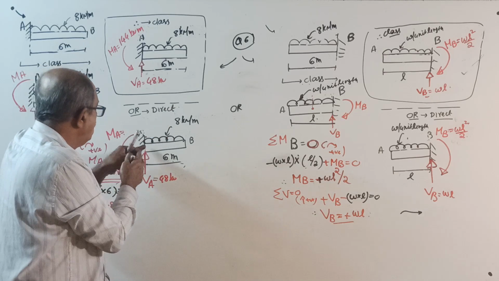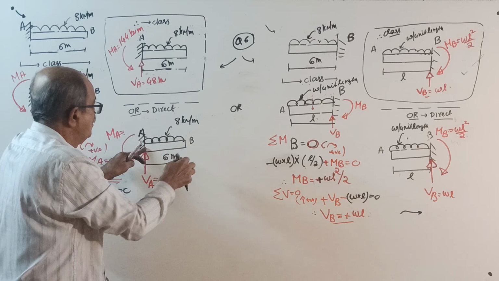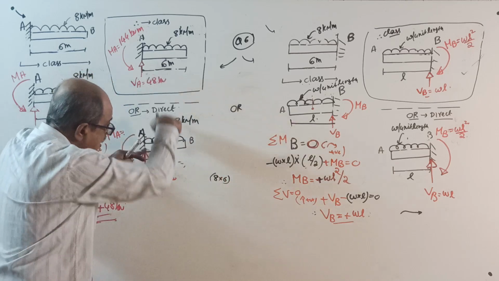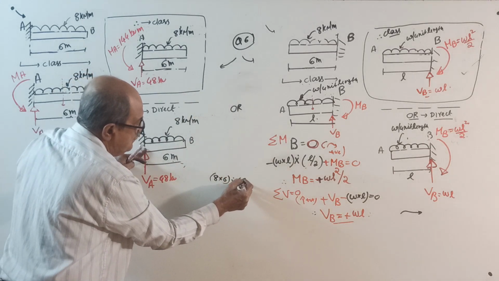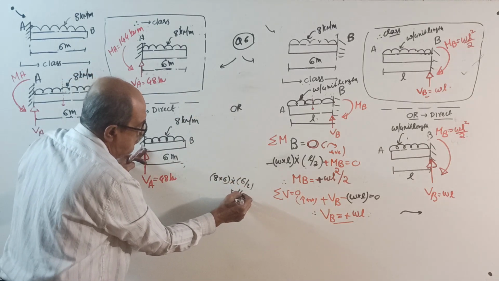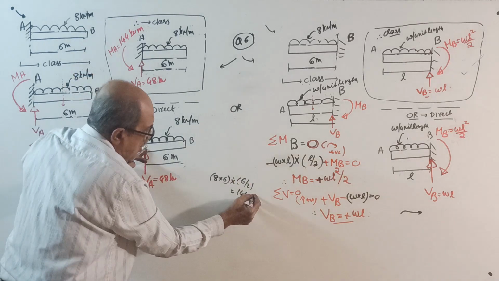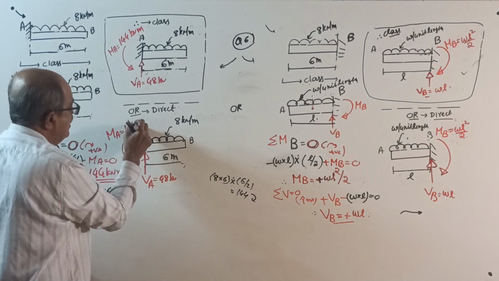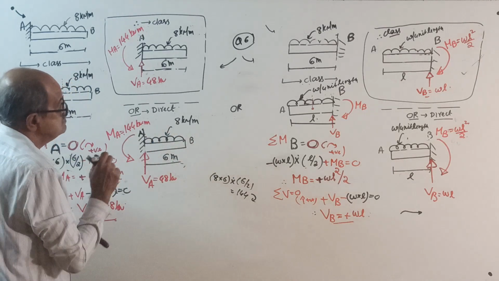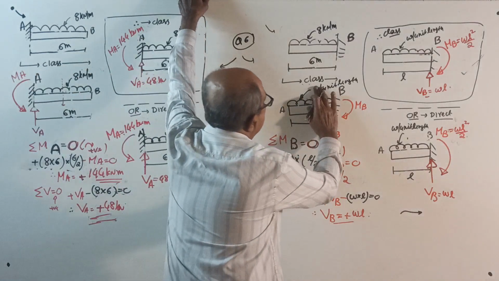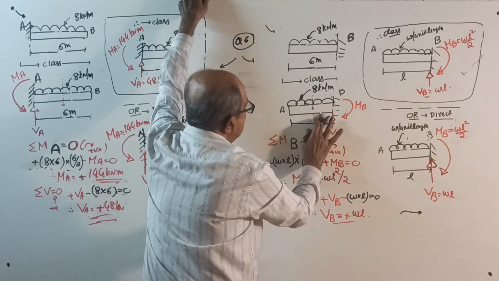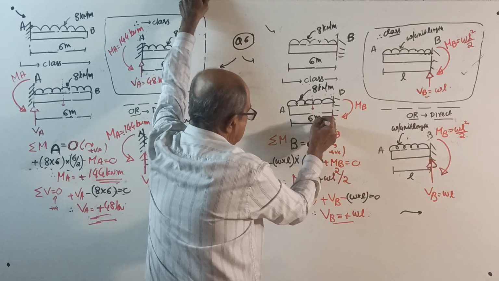Rotational equilibrium about the fixed end, 1000 times I told. 8 into 6 is the total load into 6 by 2. It will give you 144 in clockwise direction. That's why balancing is a 144 anti-clockwise moment. Over. Here, 8 kilonewton. Now I will not explain here. See, there is a limit for explaining anything.